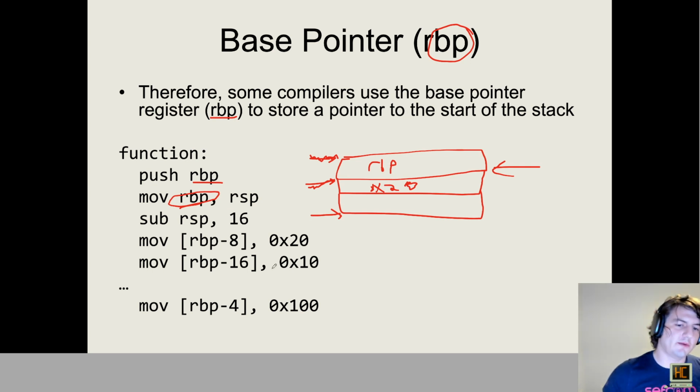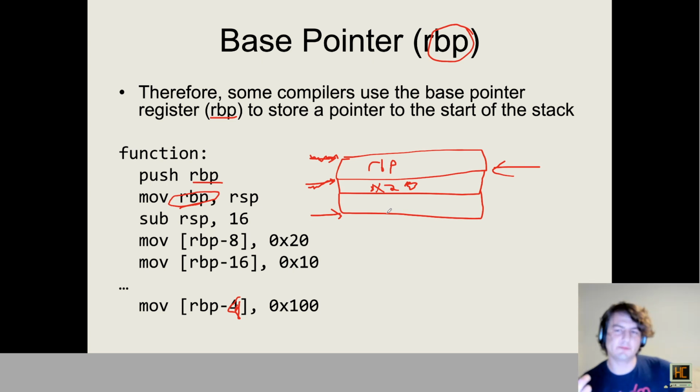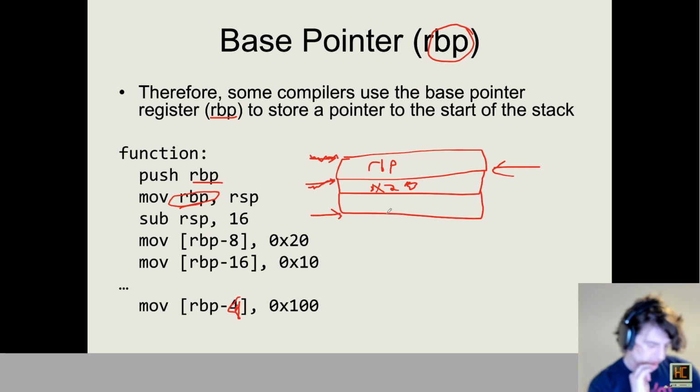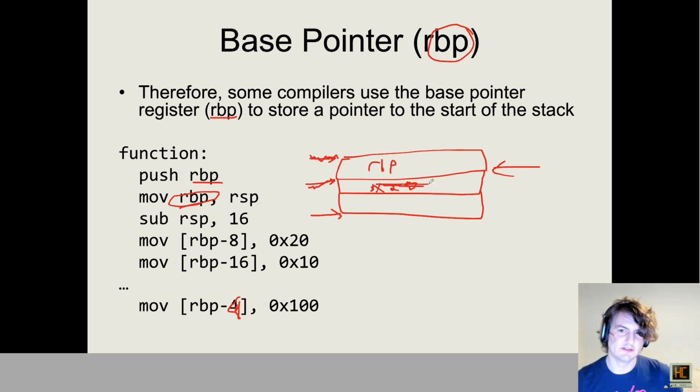And now when we move 0x100 into RBP minus 8, is there any ambiguity, assuming that the base pointer address hasn't changed, as to where this 0x100 goes? Exactly. No, we know that we're overwriting RBP minus 8, which is this one. So we're going to change that from hex 20 to hex 100.